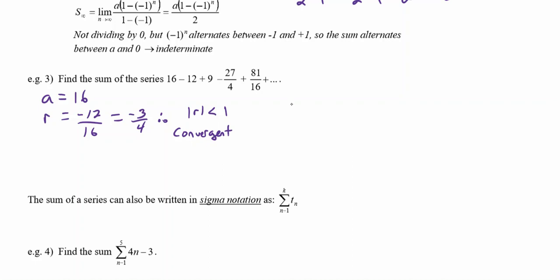So now we can just throw it in. Now we know our formula. The sum of the infinite series is equal to a over 1 minus r. So 16 over 1 minus, so 1 plus, minus a negative, 3 over 4. If you put all that in and figure it out, 64 over 7.